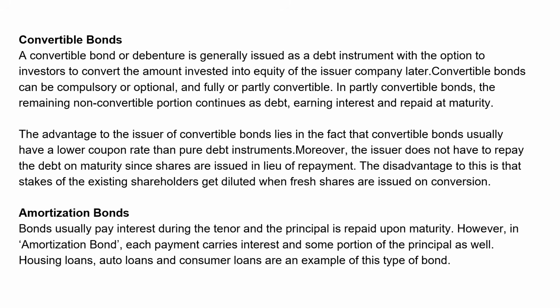The advantage to the issuer of the convertible bond lies in the fact that convertible bonds usually have a lower coupon rate than pure debt instruments. Okay, if a pure debt instrument gives 8%, this will give only maybe 6%. Moreover, the issuer does not have to repay the debt on maturity, since the shares are issued in lieu of the repayment. In traditional bonds, the person who is taking the loan has to repay the principal amount plus the interest, right? But if this person exercises the right to convert the bond into equities, then he doesn't have to pay the money back. All he has to do is allot the shares instead of the repayment.